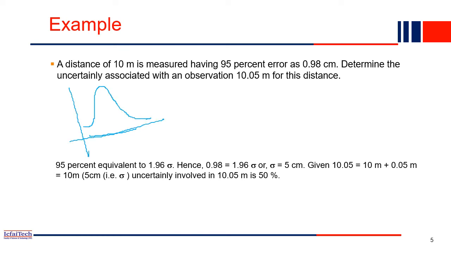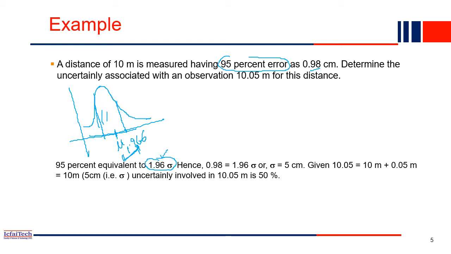95% means this area, right? This entire area is 95%. Immediately you have the mu, right? So the 95% error is 0.98. In the last figure, this distance is 1.96 sigma. So from mu to this 95 percentile area is 1.96 sigma.